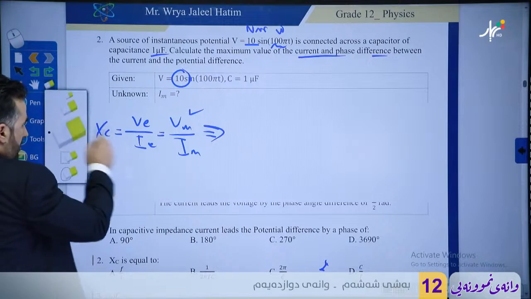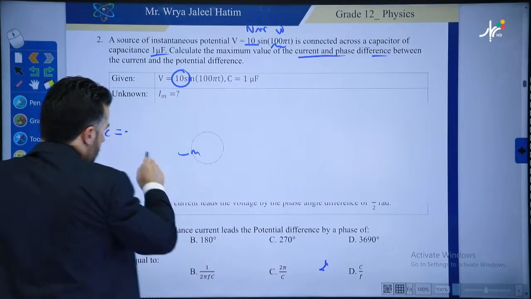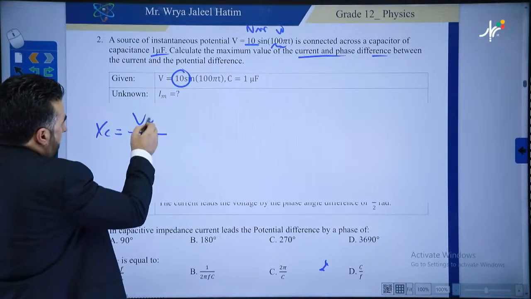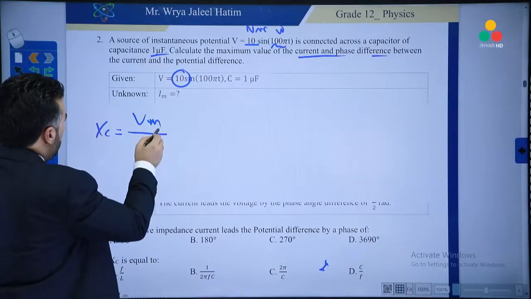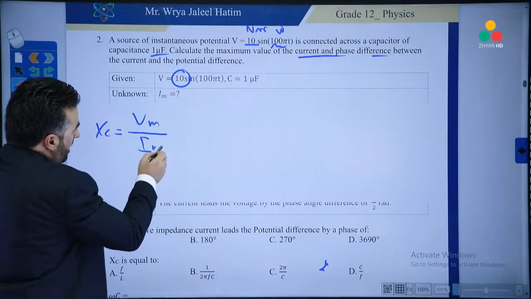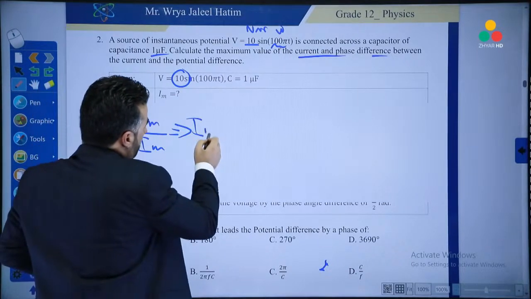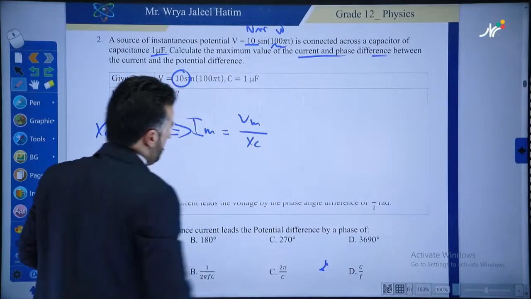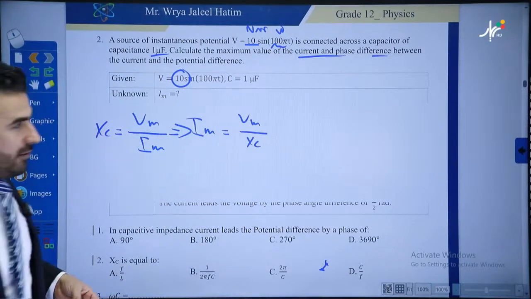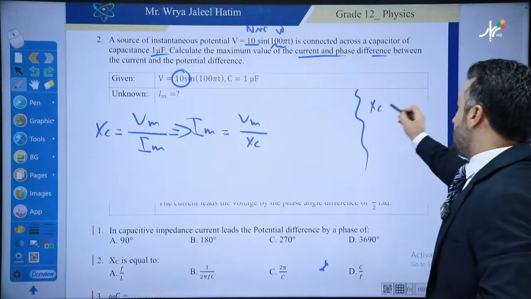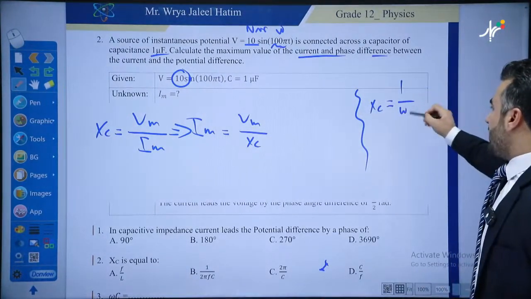So let's erase this part just for now because we don't need it, since this is about I maximum. So we'll say that is V maximum over I maximum here. And of course, I maximum equals V maximum over XC. But here's a question. Do I have XC? The answer is no. But can I find XC? The answer is yes. So we'll say XC is equal to 1 over omega C.